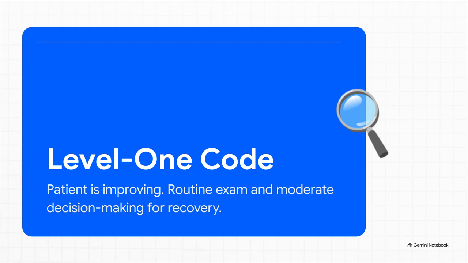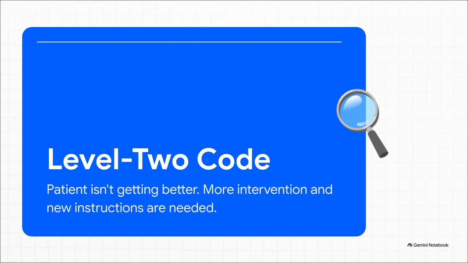We start with level 1, which is essentially the best-case scenario. The patient is recuperating exactly as expected. The doctor does a routine exam, reviews the chart, makes moderate decisions to move the patient to the next stage of recovery. It's a short, straightforward visit. But what if things stall?